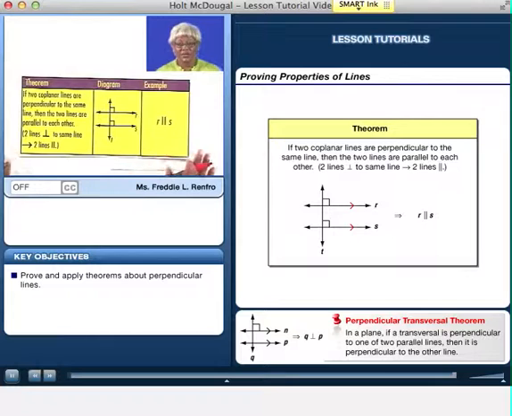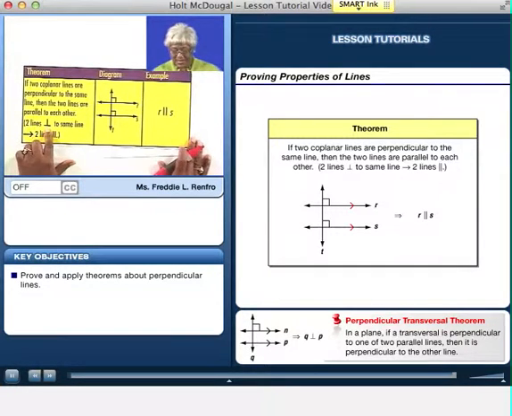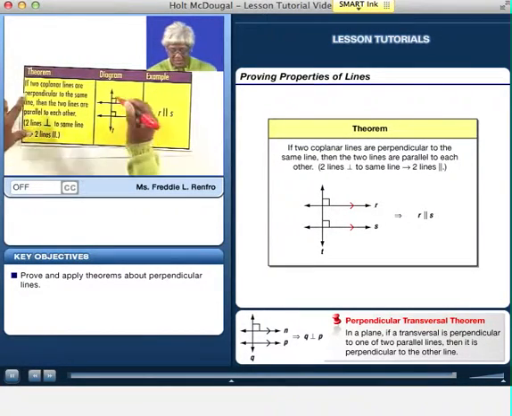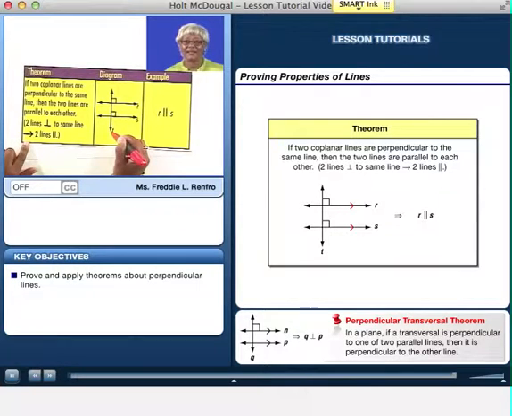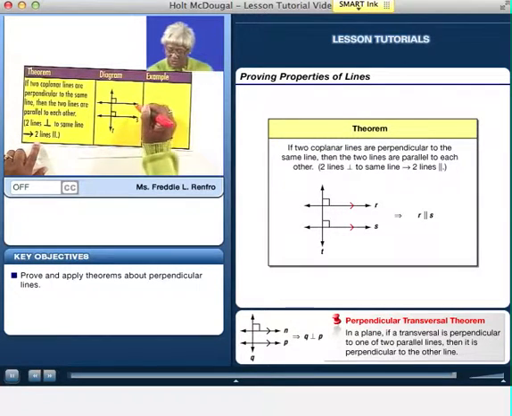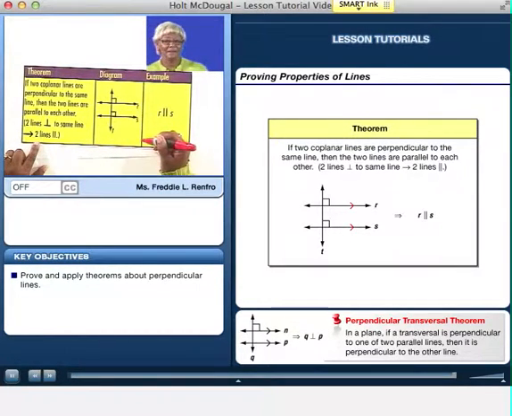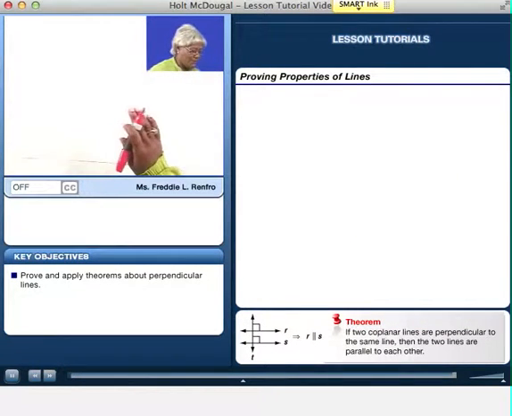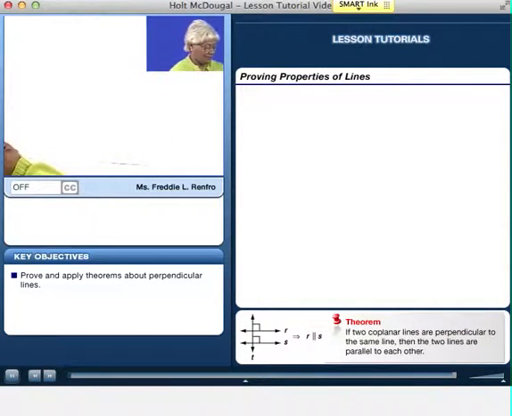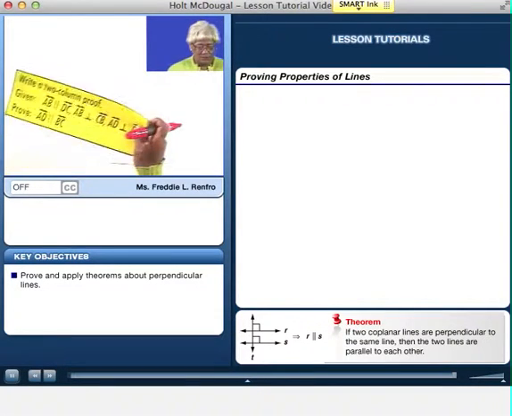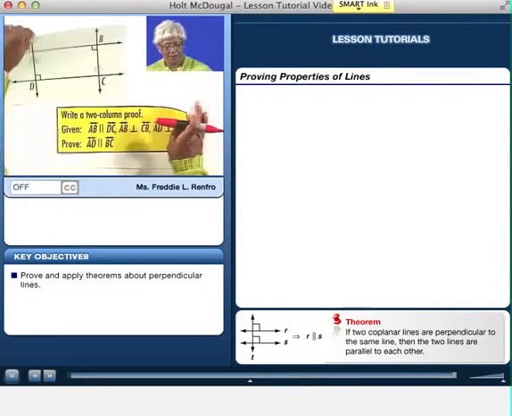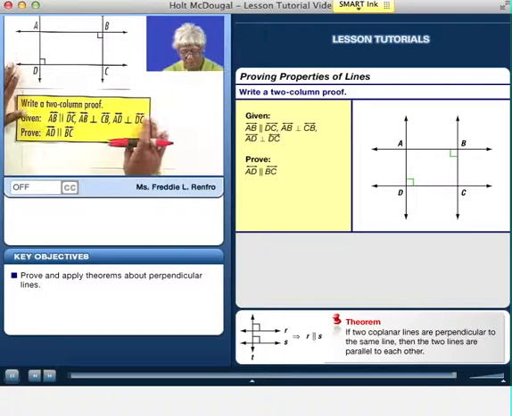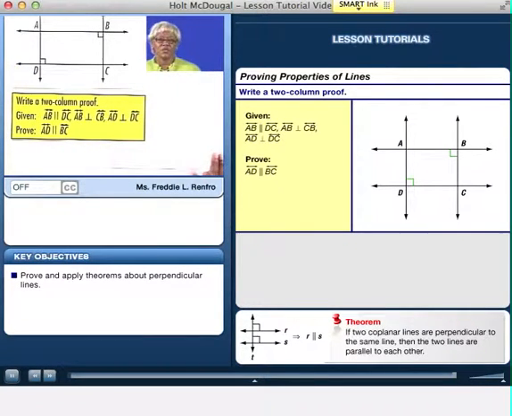Another way, a short way of saying that: two lines perpendicular to the same line implies that these two lines are parallel. Okay? Knowing that, let's see if we can go through this two-column proof. This is what we're given.